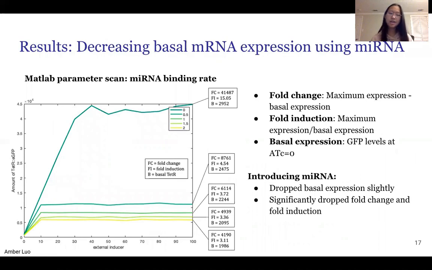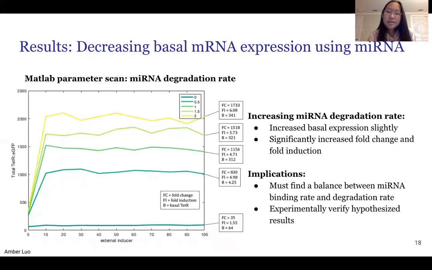Finally, we tried introducing miRNA to decrease the basal expression, and we had very interesting results. When the miRNA binding rate is 0, we see that the fold change is preserved, but the basal expression is quite high. As we increase this binding rate, the basal expression drops, which is good, but the fold change also drops, which is not as good because we want the fold change to be high in order to see a difference in expression between high noise and low noise systems. But whenever the basal expression is lowered, we're also able to deal with systems with high levels of toxicity. So it's a trade-off depending on which system you are going to be working with more often.